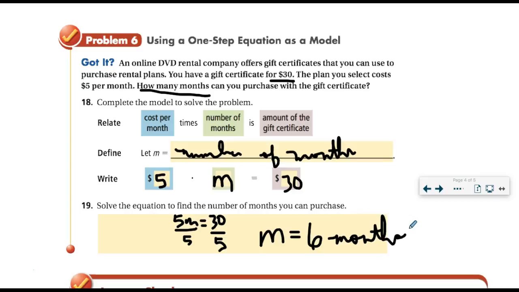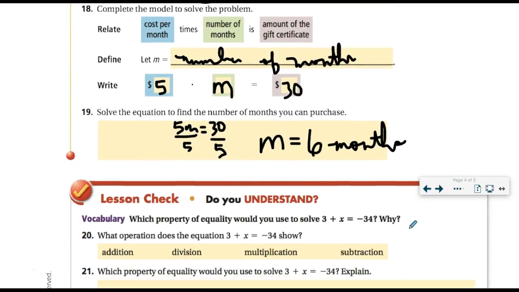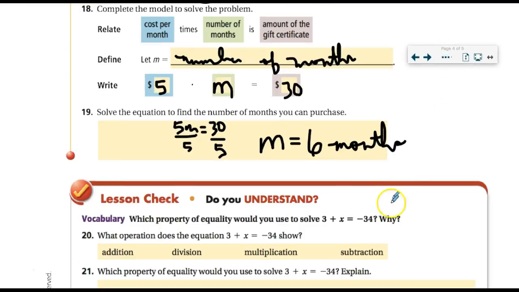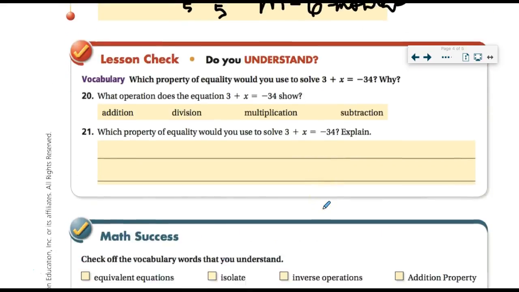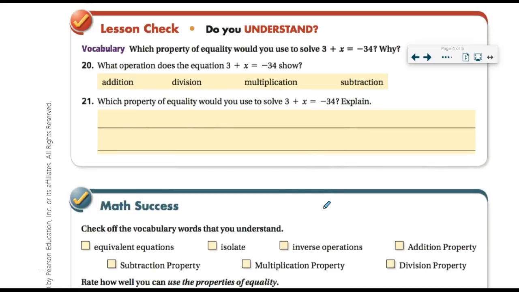Pretty basic example. Okay, you'll see plenty of more difficult ones, I think, as you go along, but I definitely try to start you with an easier one. So, lesson check. I'll give you time to work independently here. Take a couple minutes. Please pause the video and answer questions 20 and 21. Don't forget to write in complete sentences and explain. And when you're ready, unpause and come back to check.